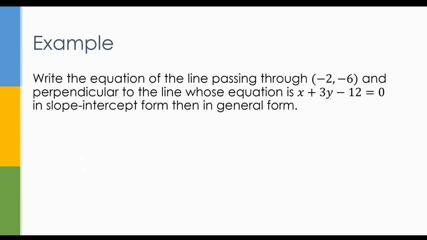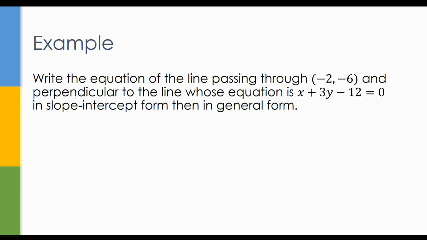All right, so let's go ahead and take a look at an example. It says, write the equation of a line passing through the point -2, -6, and perpendicular to the line whose equation is x plus 3y minus 12 equals 0. We're going to write it in slope-intercept form and then in general form.